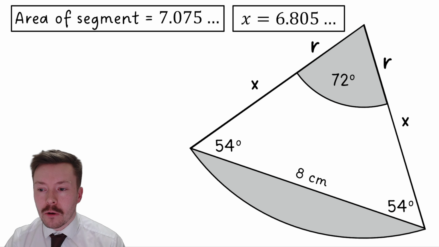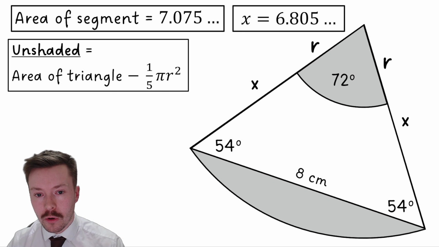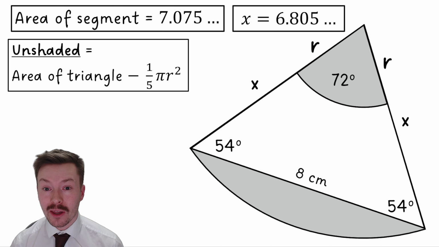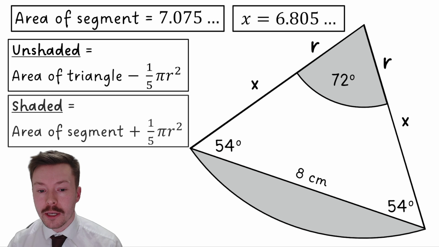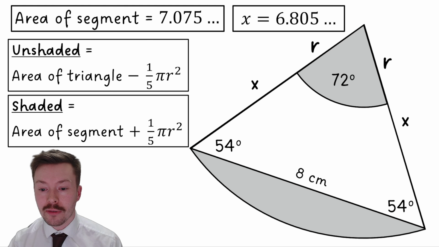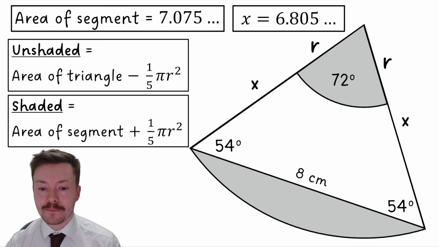Now, remember we are working out this length r, so the unshaded section, I can work that out by doing the area of the triangle minus a fifth, or 72 over 360, pi r squared. Okay, now we don't know the r here, but what we do know is we know also that the shaded area is the area of the segment, which we've got at the top, plus a fifth pi r squared. Okay, the shaded bit is both of those two areas added together.